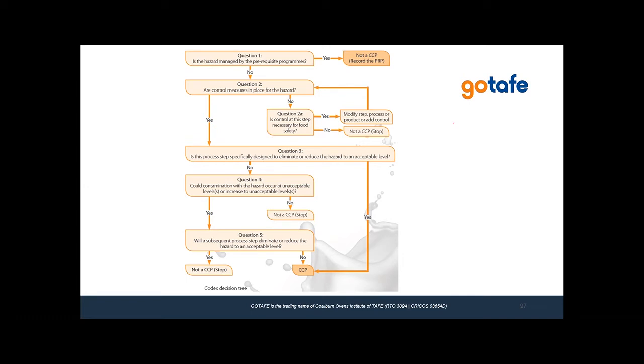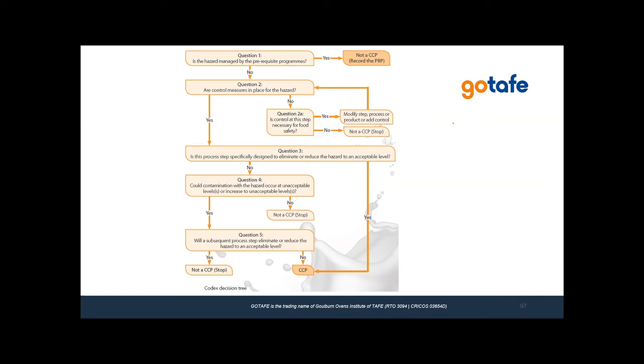You will have records in the prerequisite program. You make sure the prerequisite programs are in place. Programs such as cleaning and sanitization could be one of the prerequisite programs in there, and they eliminate some of the hazards already. Okay, so if there's no prerequisite program for that hazard in that step, the answer will be no. So you go to the next question.